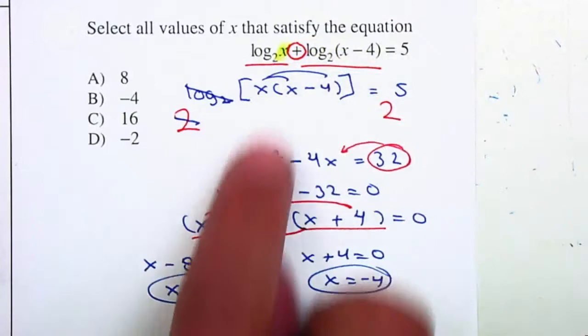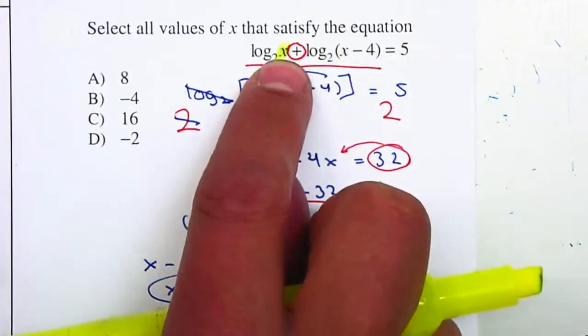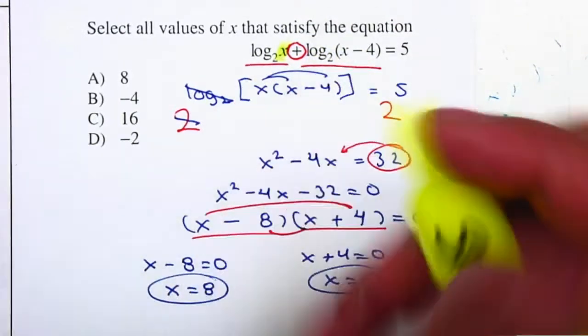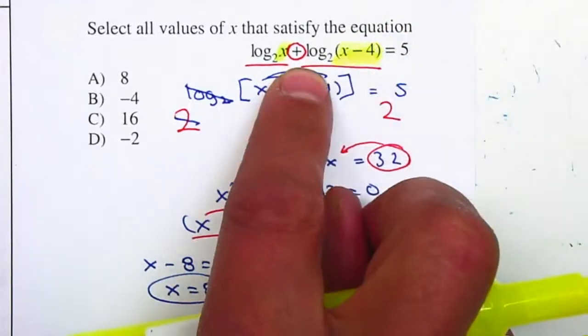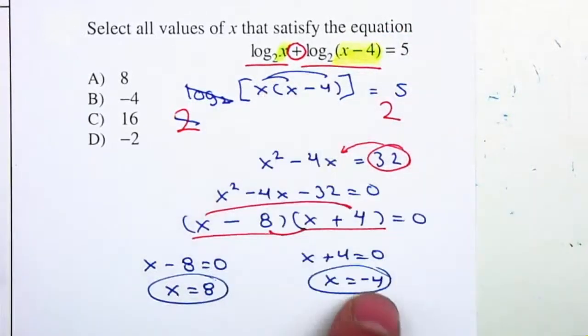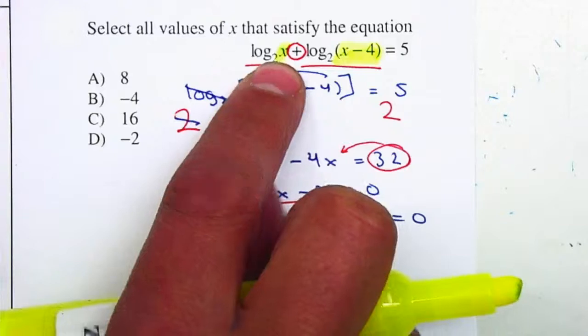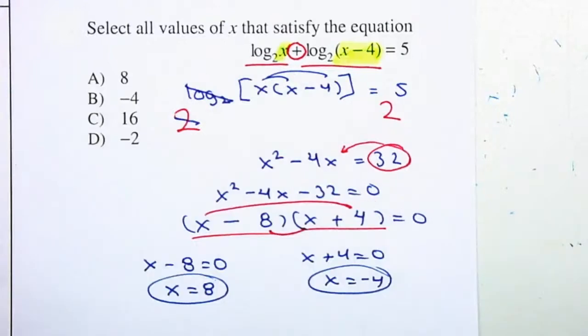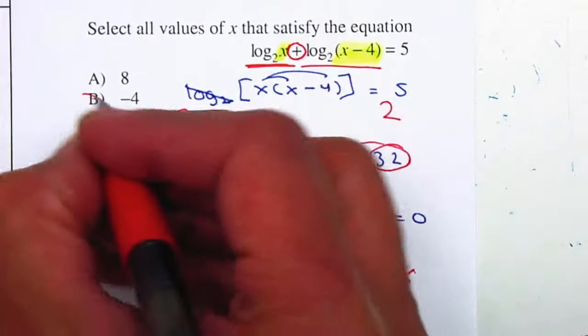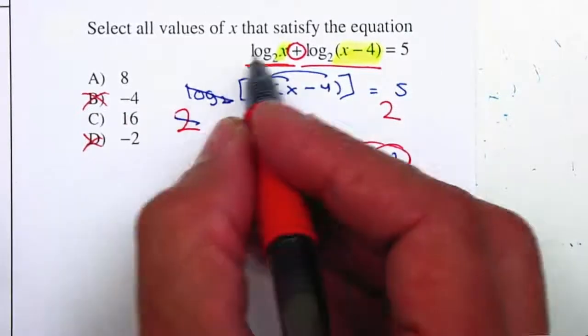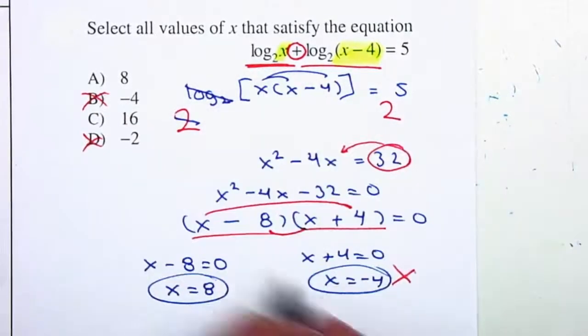So if I plug in an 8 in here, that's log base 2 of 8, which is fine. If I plug in an 8 over here, 8 minus 4 is 4, and I can take the log of a positive number. But I cannot take the log of a negative number. So therefore, this cannot be the answer. And as soon as you see this, you can cancel the negative 4. You cannot take the log of a negative number. Your answer is letter A.